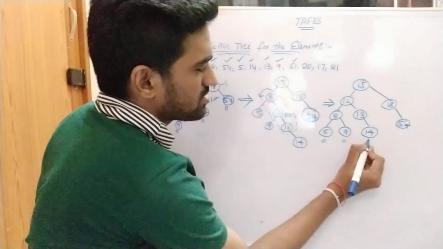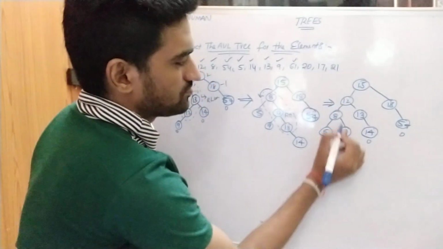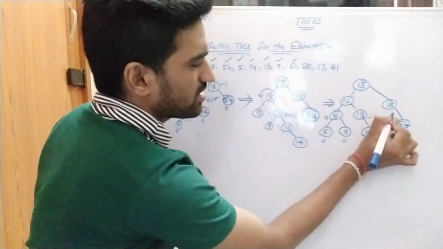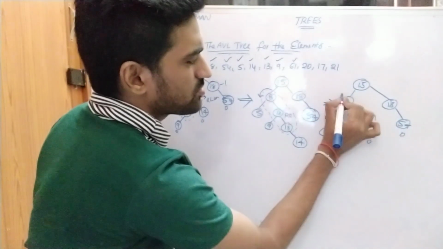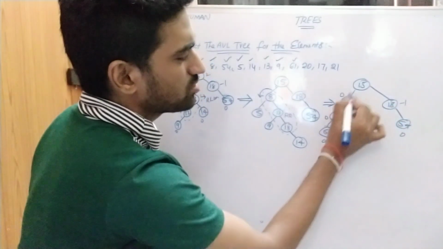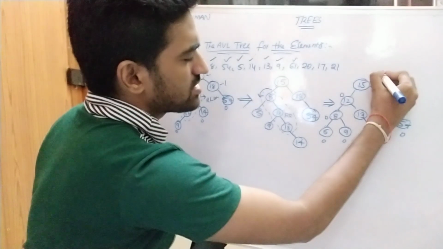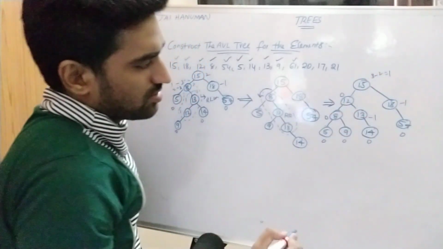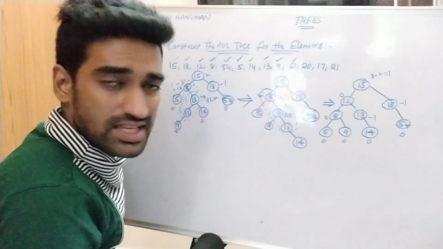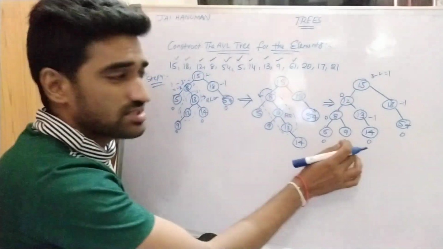0, 0, 0, 0. For this 1 minus 1, 0. For this 0 minus 1, minus 1. For this 2 minus 2, 0. For this one 0 minus 1, minus 1, 1, 2, 3. So 3 minus 2, which is equivalent to 1. Right? So here balancing factor property has been satisfied by this tree. Now this tree becomes AVL tree.